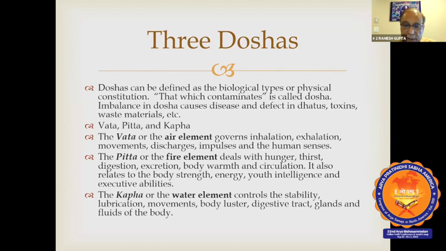Pitta is a fire element, meaning we eat food, and there's digestion, absorption, assimilation, and movement. So it seems like we are talking about the digestive system, the cardiovascular system, to some extent the neurological system, and to some extent the body, bones and their movement. Kapha is a water element which controls stability, lubrication, movement, again the body movement, cardiovascular system, basically orthopedics, luster, digestive glands, endocrine system. This is all mixed up.